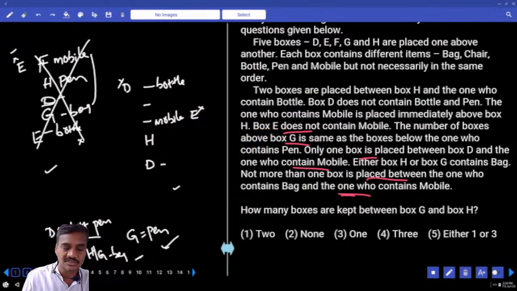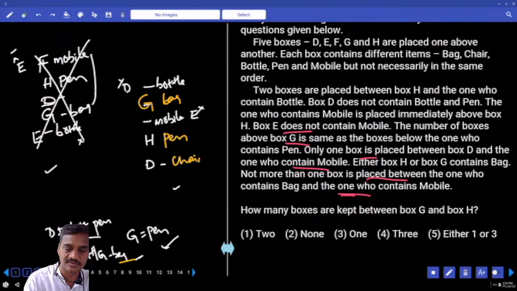In this second case, between G and pen, can we have G at this place? If G is here, then D must be pen, which is not possible, since D does not contain pen. Hence we cannot have G at this place. Then what is the next possibility? Now G is here and this must be pen. H or G contains bag, H contains pen, hence G contains bag. And if G contains bag, then this D contains chair. E does not contain mobile, hence E must contain bottle. Then F will be here.